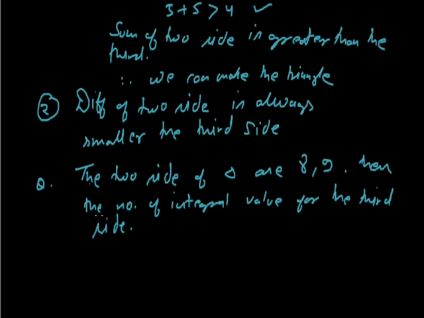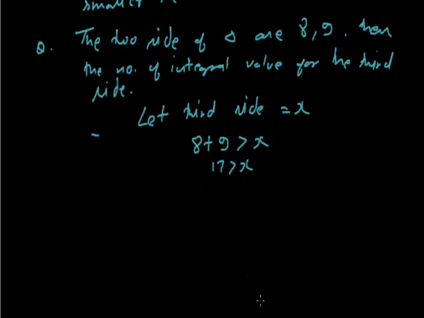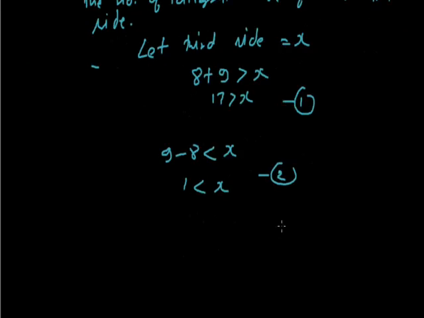So we apply these two conditions. The first one is that the sum of the two sides is greater than the third side. Let's assume that the third side is x unit. So the sum of the two sides, that is 8 plus 9, should be greater than the third side, so x is smaller than 17. We also know that the difference of the two sides, that is 9 minus 8, is smaller than the third side x. So x should be greater than 1.